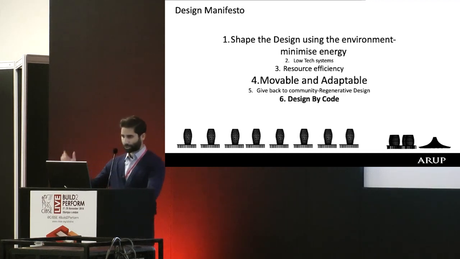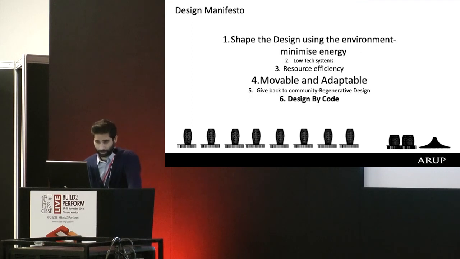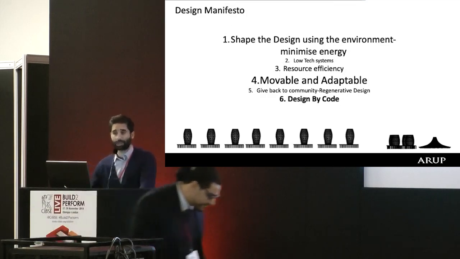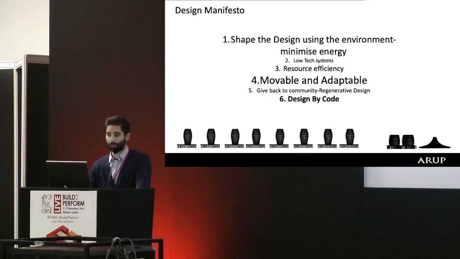I'm just going to go really quick. We've got a lot to cover here. At the beginning of the project we're looking at, we set out a design manifesto, basically setting out all our design principles. I want you to focus today on 3 of those. Shaping the design using the environment, so basically looking at solar analysis, wind analysis, precipitation, ground temperatures, all kinds of environmental metrics that you can find.